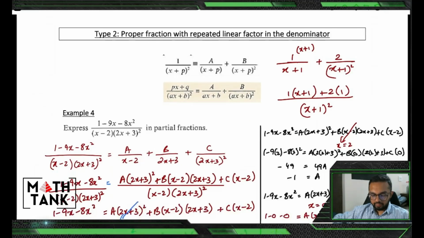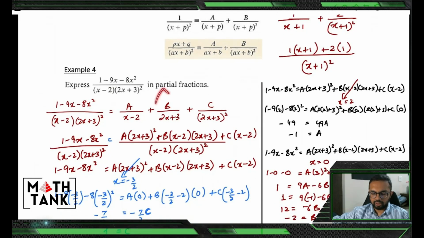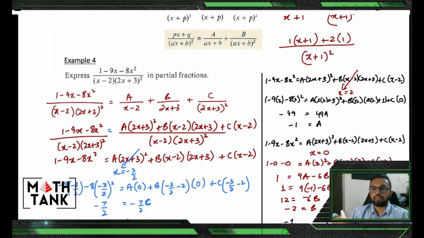Then you can have a proper fraction with repeated linear factor in the denominator. What I mean by repeated linear factor is that you could have a bracket with a whole square. So when you have a bracket with a whole square, it breaks up into 3 terms rather than 2 terms. So the repeated bracket will come once with power 1 and once with a square. Why? Because we are trying to exhaust the possibility that they could have been 2 terms.